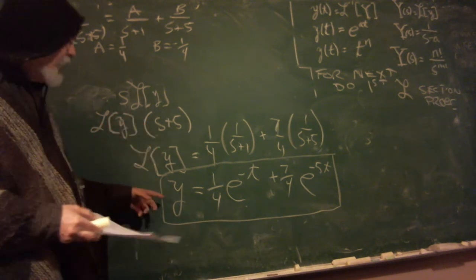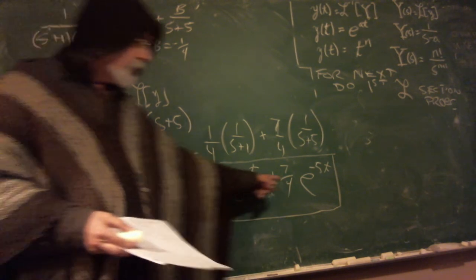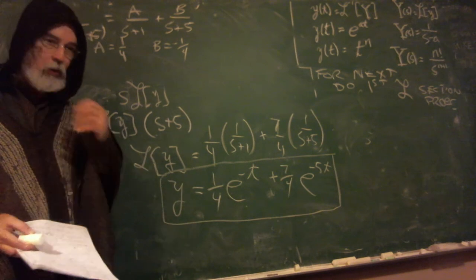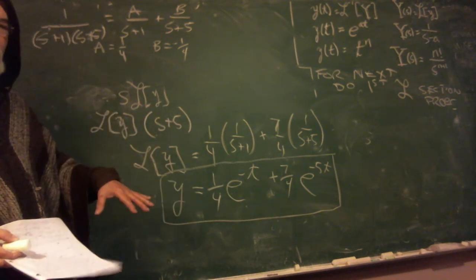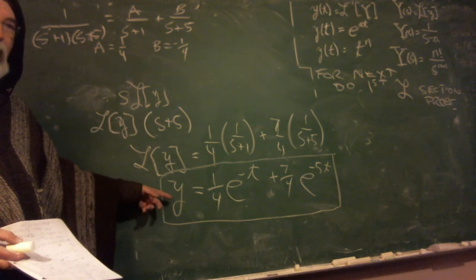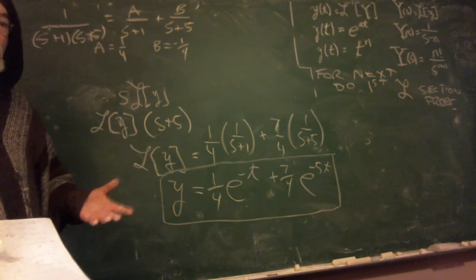So what happens is, this certainly satisfies the initial conditions. When t is 0, I have 1/4 plus 7/4, that's 8/4, otherwise known as 2. Initial condition satisfied. Take one derivative of this, pop it into the differential equation, and e to the negative t lives. You do that. And that's what you can do on any of these problems.